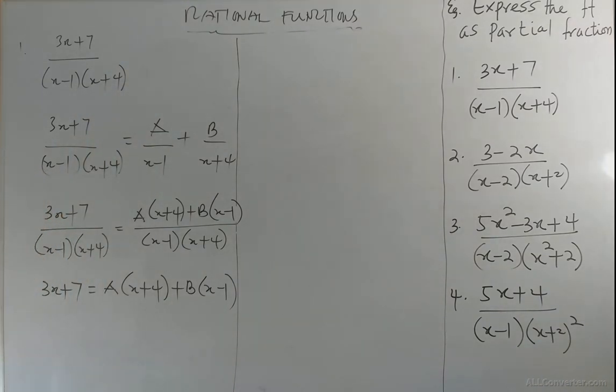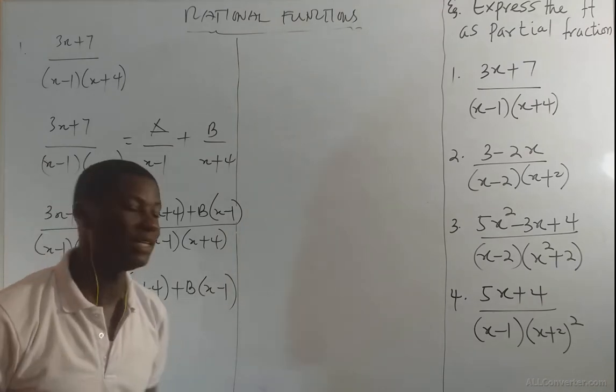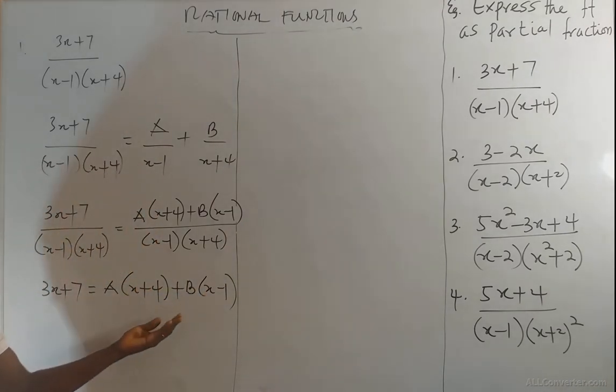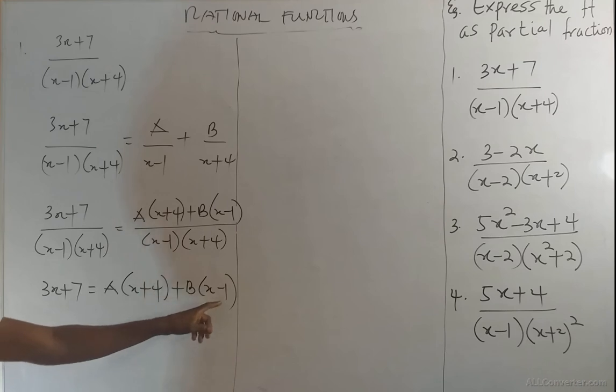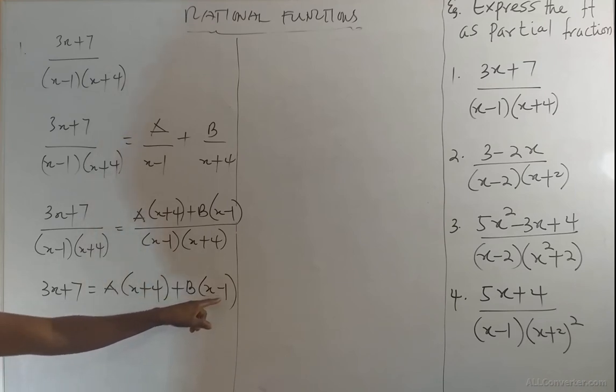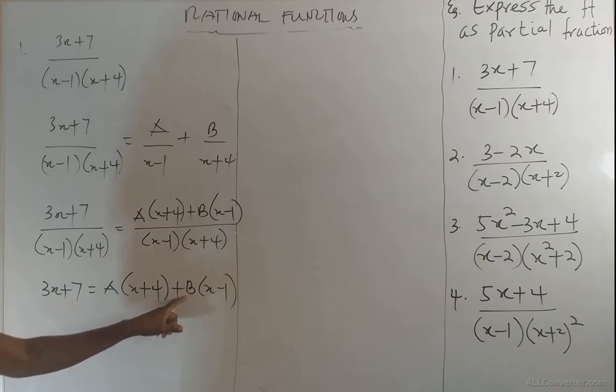So what we do is we put x equal to some values in such a way that one of the variables will be eliminated so that we can find the other. Now when you look at this identity, 3x plus 7 equals a into bracket x plus 4 plus b into bracket x minus 1. When you put x equals 1, then 1 minus 1 here will give us 0. So 0 times b will be gone so that we can find a.